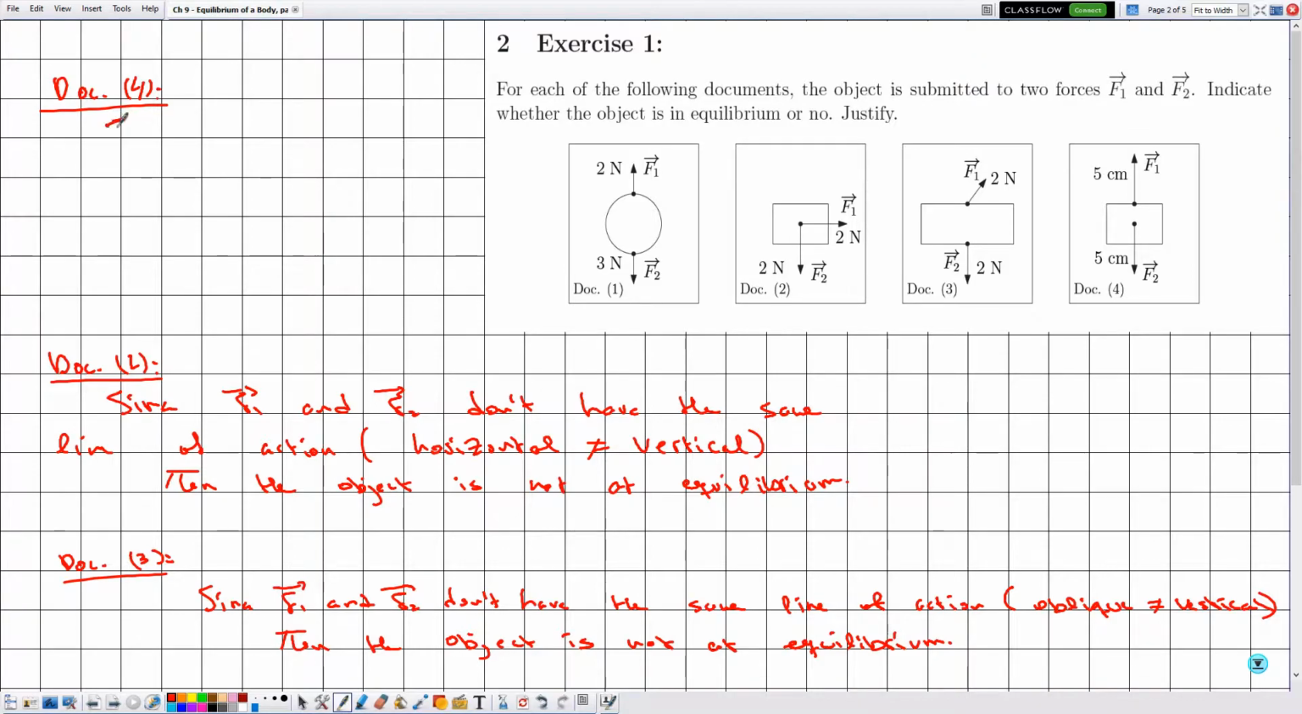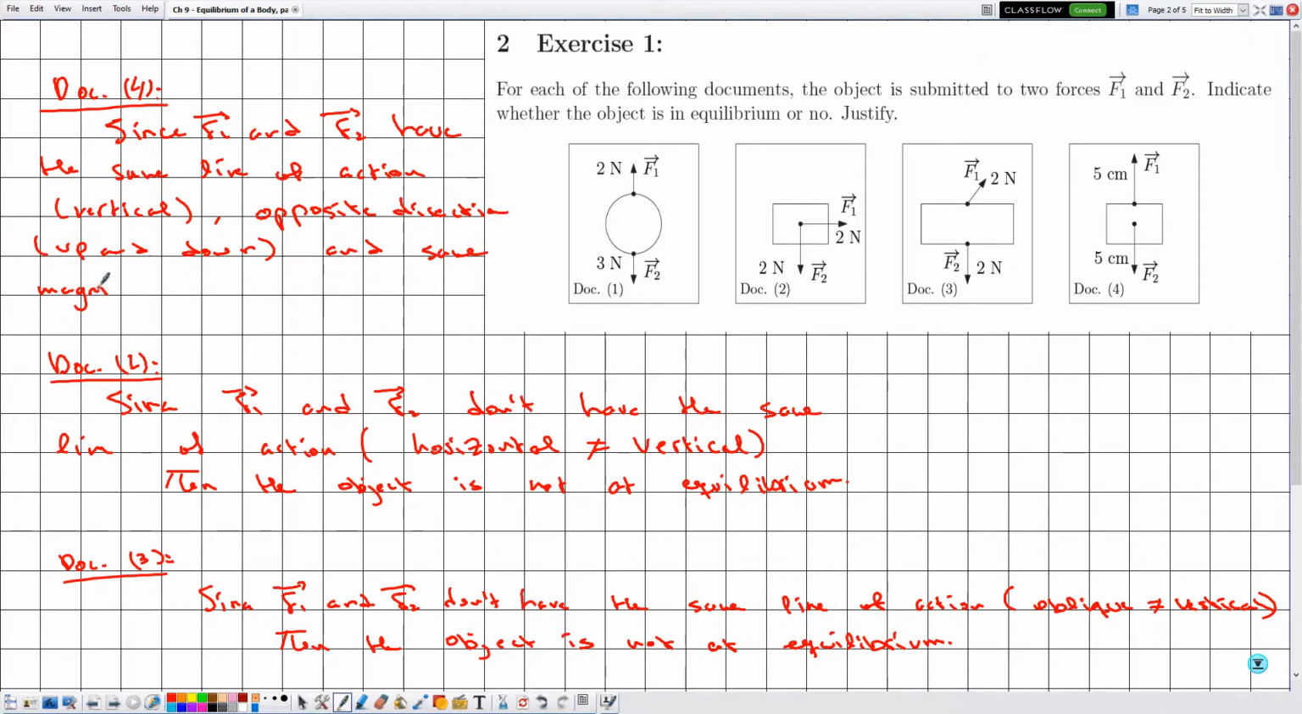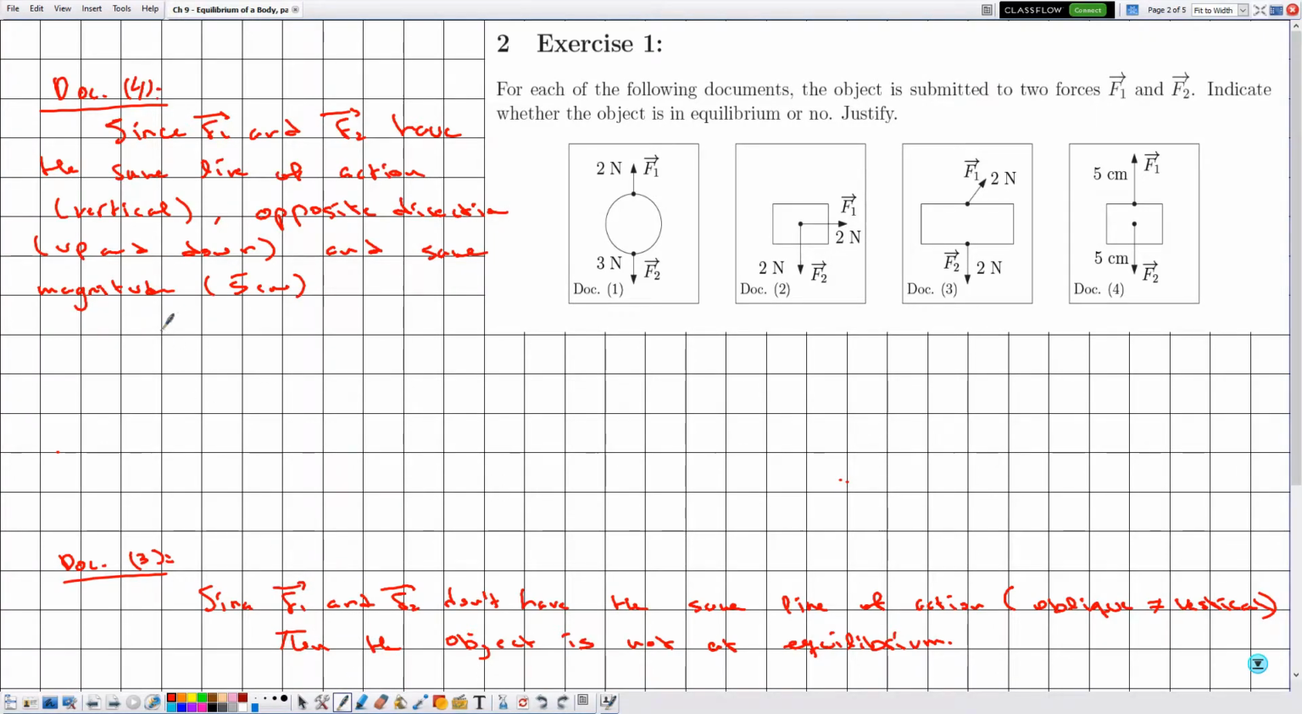Then let's say, so it is at equilibrium, since F1 and F2 have the same line of action, which is vertical, opposite direction, up and down, and the same magnitude, which corresponds to 5 centimeters, represented at a certain scale, then the object is at equilibrium.